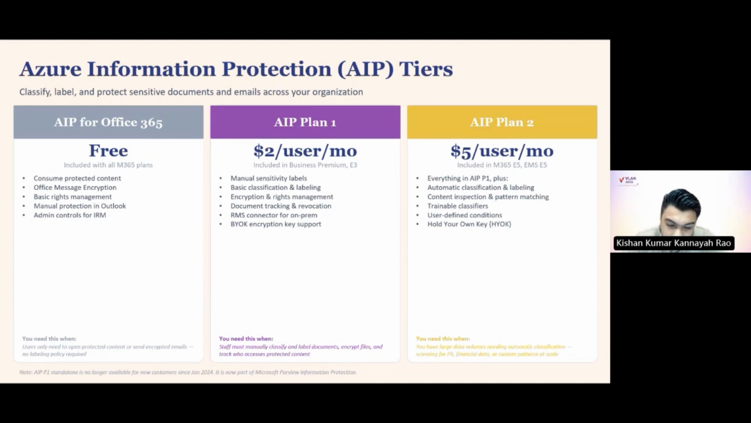So this is something that you get in AIP Plan 1. The main thing that you get is manual sensitive labeling and basic classification and labeling. Those are the two main portions that we focus on in Plan 1. This is also included in Business Premium. So you can see when you need this. I just added it as a small portion.